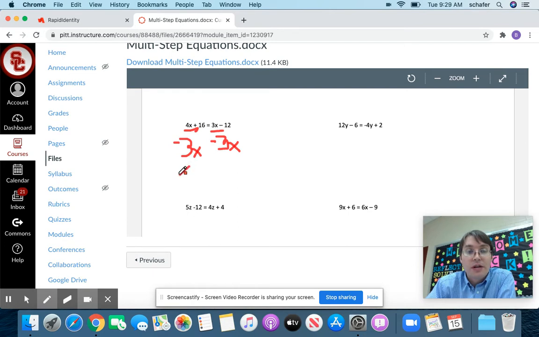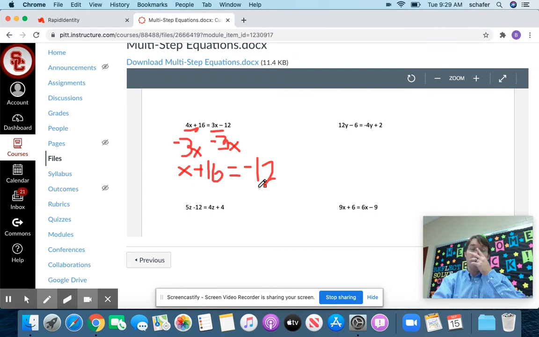Or, as we know from our equations, whenever you have 1 in front of a variable, you just need to write the variable. We know there's 1x because we can see it. There's 1x right there. Okay, so I put like together. I put x with x, and I have x plus 16 equals negative 12.